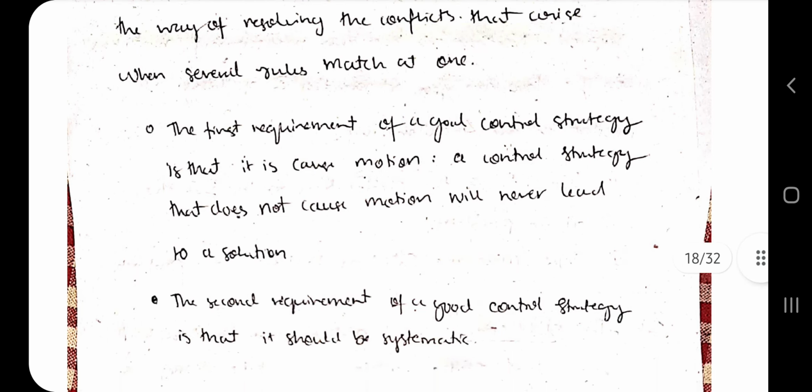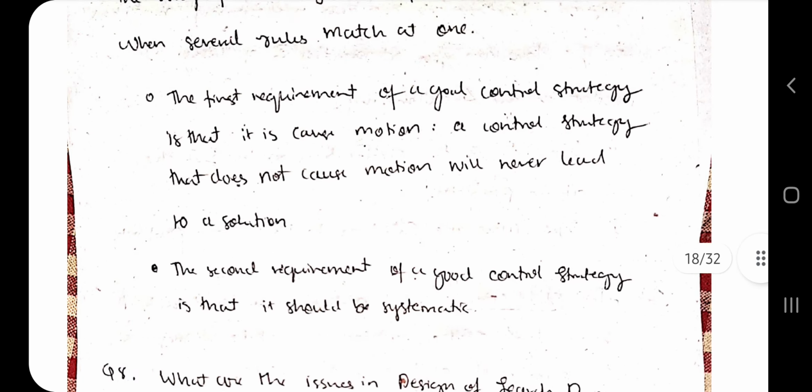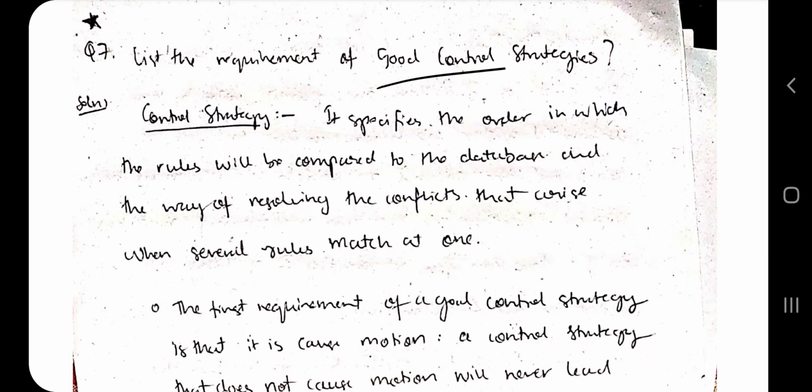It should be systematic. It means whatever move you are making, in the long run it should actually be feasible. Just making moves doesn't matter. An actual feasible move should be made, which can make you reach the goal. Doing one step and redoing the step doesn't make you reach the goal, right? Those are the requirements for a good control strategy.